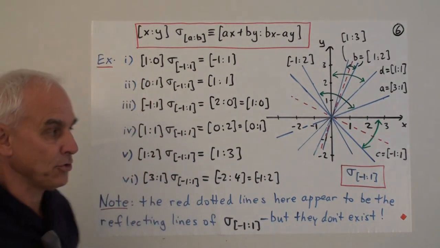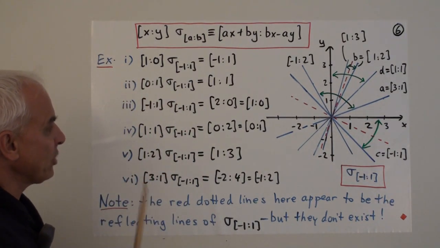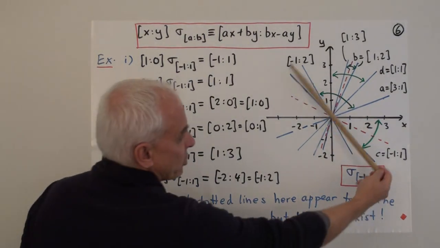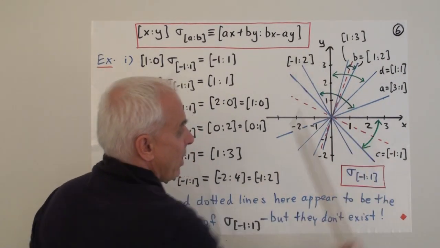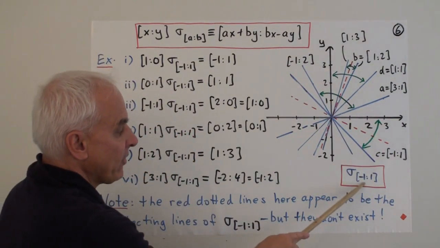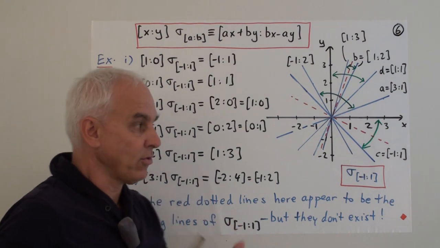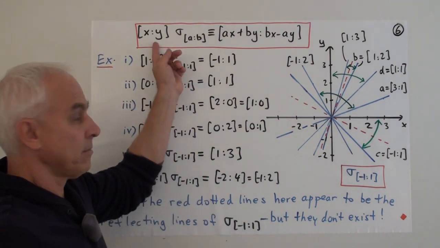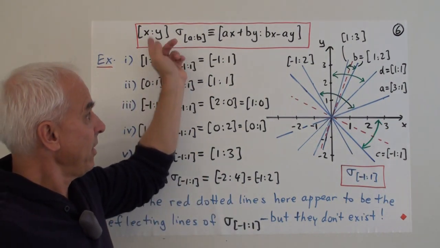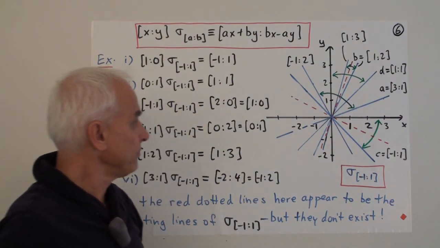There's a few other lines there too. And let's look at just the reflection associated to this line minus 1 to 1. So sigma minus 1 to 1. We're going to see what it does to various points when we multiply by it.